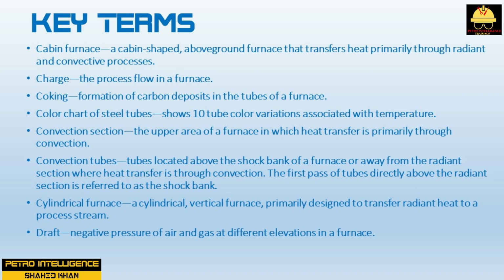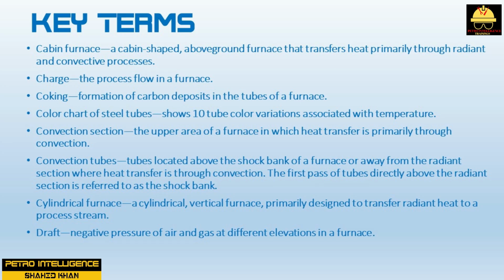Cabin furnace is a cabin-shaped, above-ground furnace that transfers heat primarily through radiant and convective processes. Charge is the process flow in a furnace. Coking is formation of carbon deposits in the tubes of a furnace. Color chart of steel tubes shows 10 tube color variations associated with temperature.